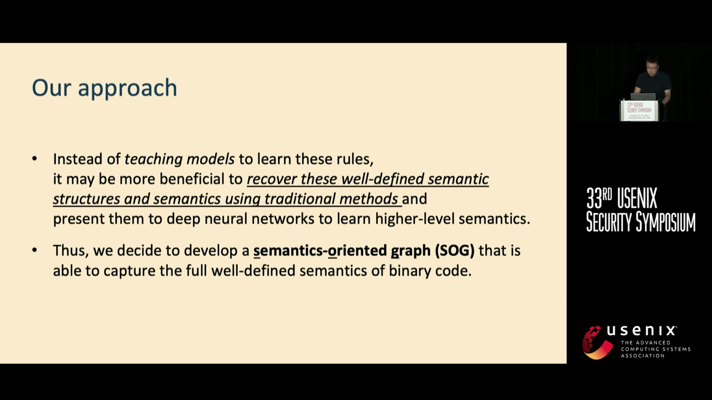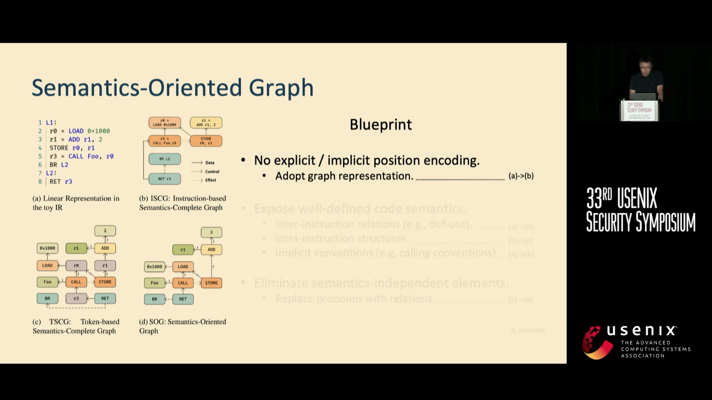So instead of teaching models to learn these rules, it may be more beneficial to recover the well-defined semantic structures and semantics using traditional methods and present them to deep neural networks to learn high-level semantics. So with that, we design a semantics-oriented graph, or SOG, that can capture the well-defined semantics of binary code. So here's our new representation, SOG.